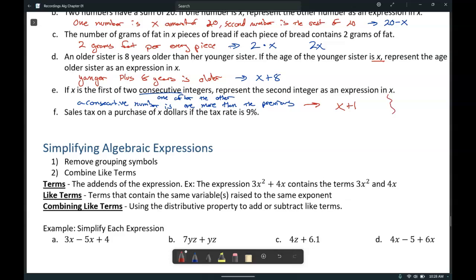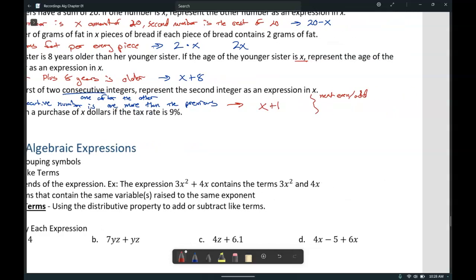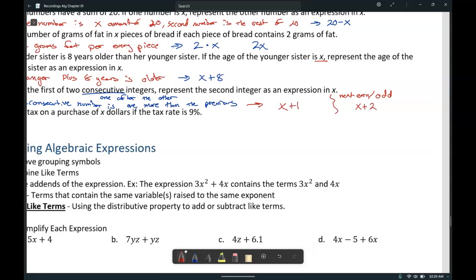Side note, if we wanted the next even or odd, and this is assuming we're starting with an even or an odd number, it would be x plus 2 to get the next even or the next odd value.